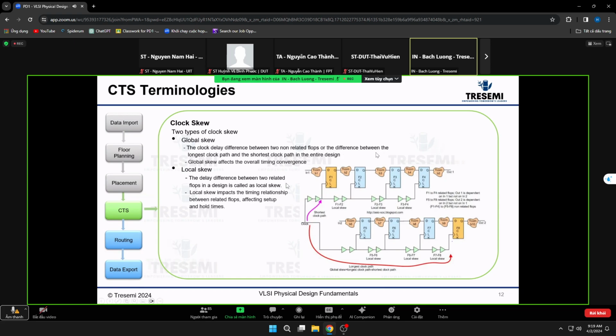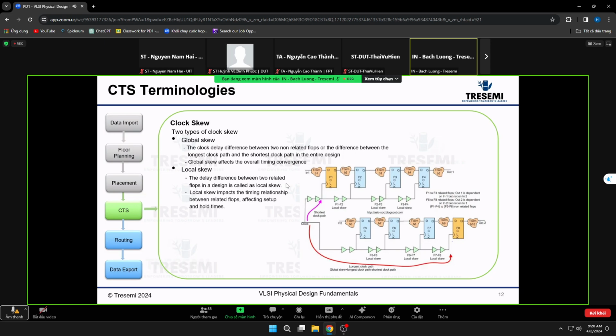So two non-related flops. Basically you have this branch, in 1, in 2. These are non-related, meaning they're completely asynchronous to each other, right? Assuming this is the shortest path, to this flop F1, and then the non-related path here, assume this is the longest one, all the way to F8. The difference between the arrival time at F1 and at F8 is going to be your global skew.